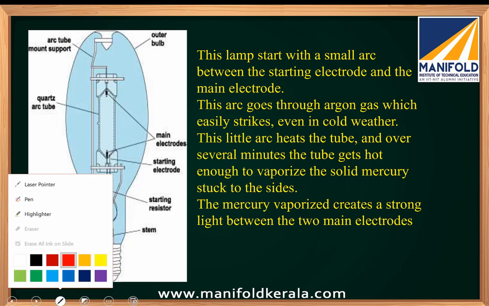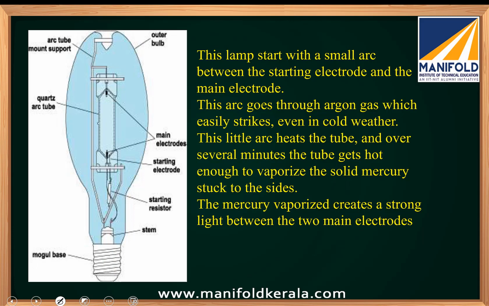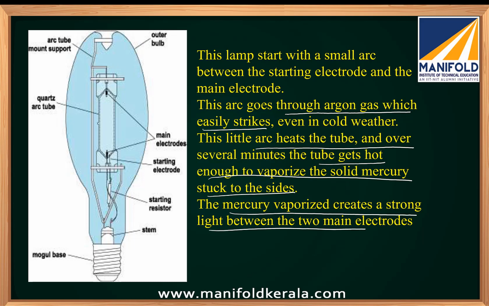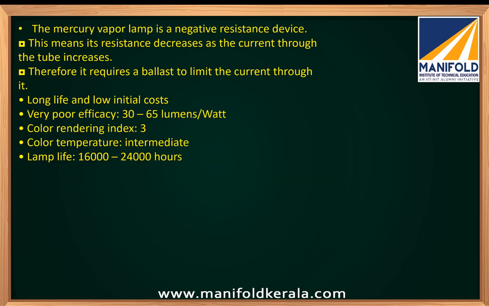First the argon gas gets discharged, and then after a few minutes the arc heats up the tube, and the tube gets hot enough to vaporize the solid mercury stuck on the sides. The vaporized mercury creates a strong light between the two main electrodes.